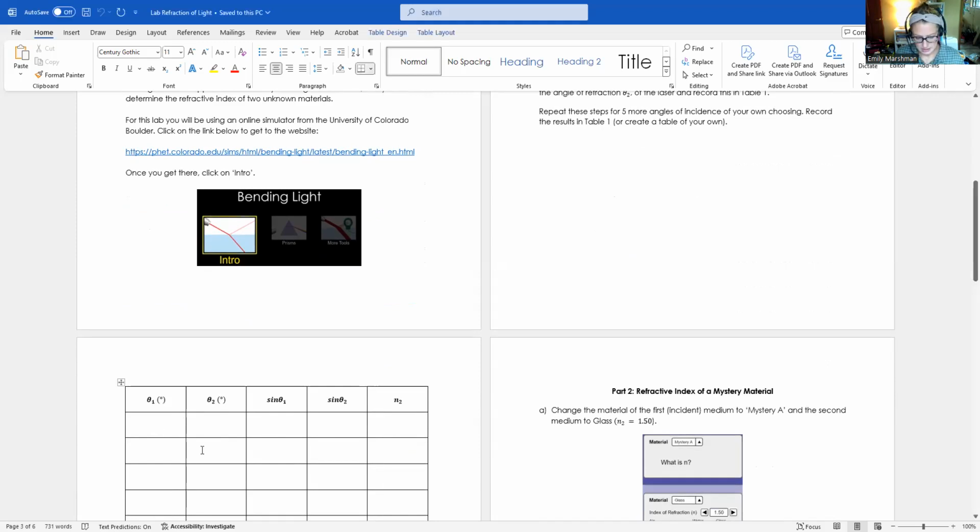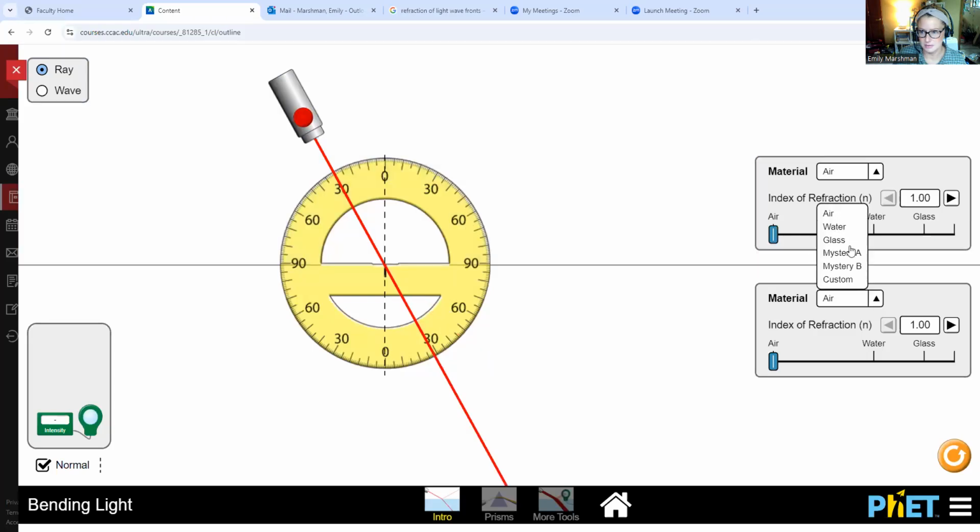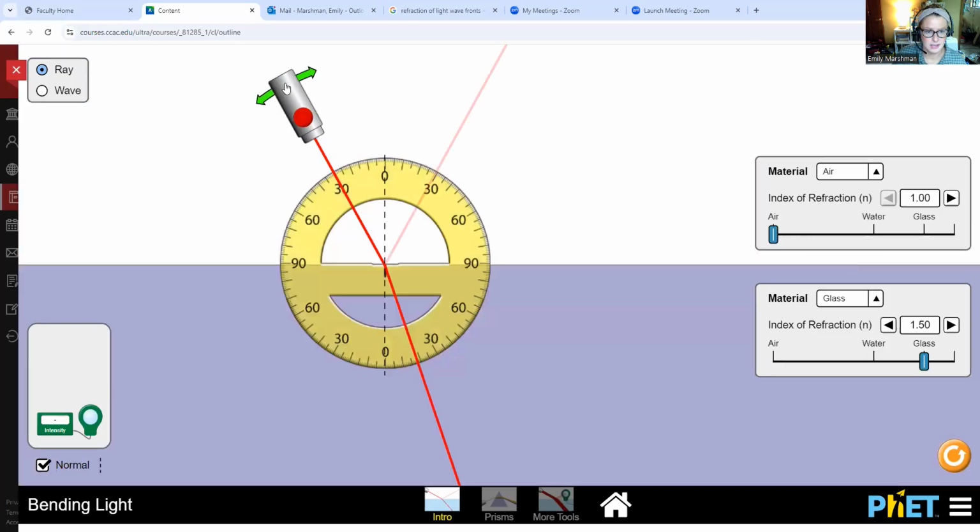The incoming angle, the first one I will choose is 30. And maybe the next one I will choose is 45. I won't do all of them, but let me go back to the lab. So the incoming angle should be 30 degrees from the normal for my first trial here. So I want to measure theta 2. So I'm going to bring back the lab again. I'm going to change this to air on the top, glass on the bottom, and my incoming angle is 30 degrees here. My outgoing angle, let's see.